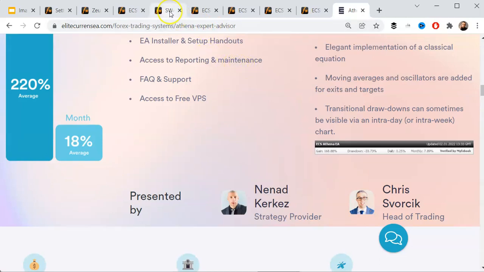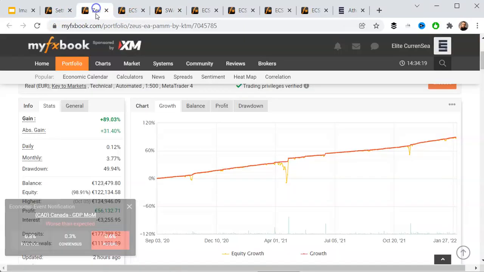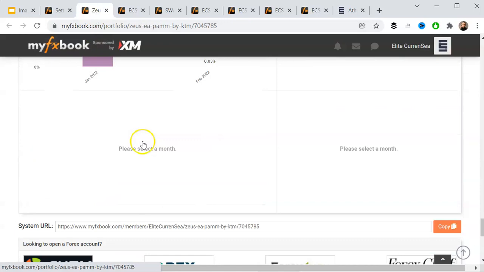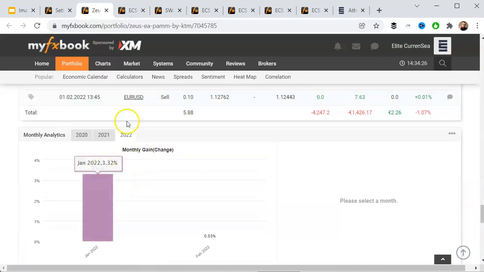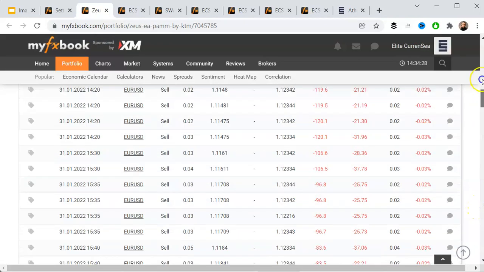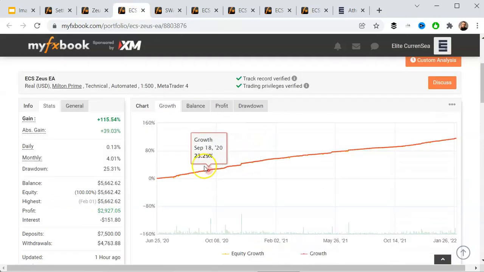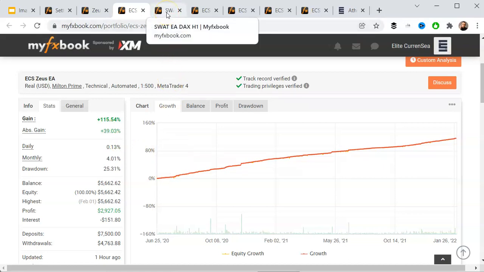A great start for Athena EA. Let's take a look at some of the other results. ZUSIA, steady as it goes as always, with February profit here plus 3.3%. The PAM, very steady. The rental, about 3.2, I think, very steady as well, plus 115 in 1.5 years of trading, a little bit more than 1.5 years. So ZUSIA, a great month again.